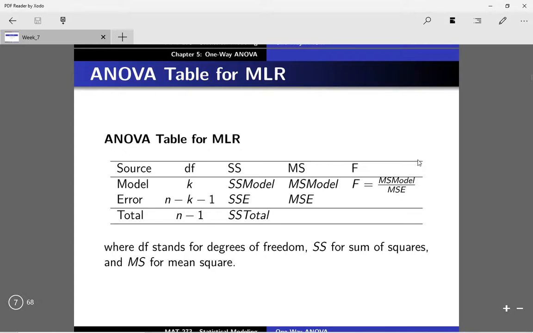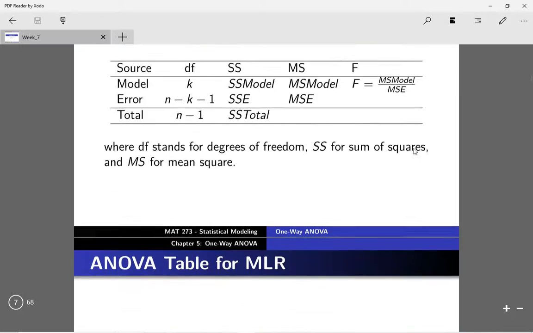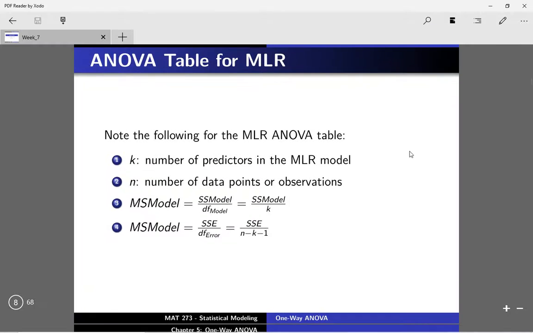Okay, so again, this is the Anova table for multiple linear regression, but this is different than using a one-way Anova for analysis. So we're going to talk about the one-way Anova for analysis today. And again, I defined these terms in the multiple linear regression model for the Anova table.